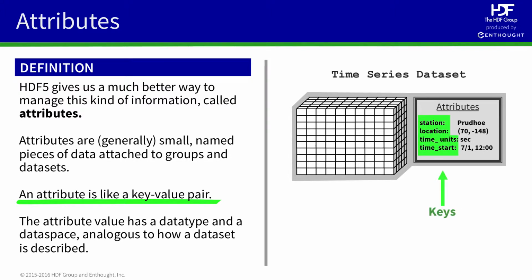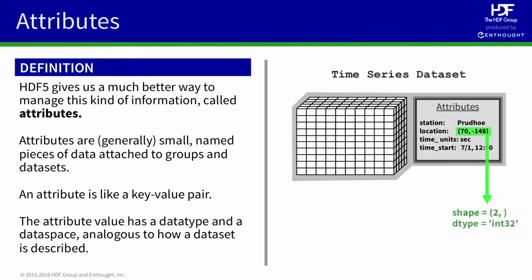The key in this case is the name, which can be any string, and the values can be any type that HDF can represent. Importantly, we have access to the full HDF data type and data space machinery, which means that we can represent attributes that have any number of dimensions and any supported type. For example, the location here is stored as a 2-element array of type int32.